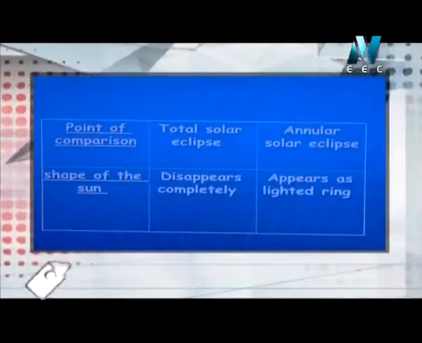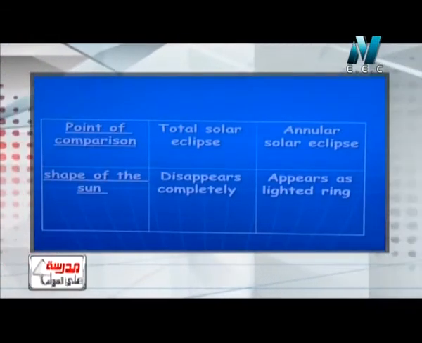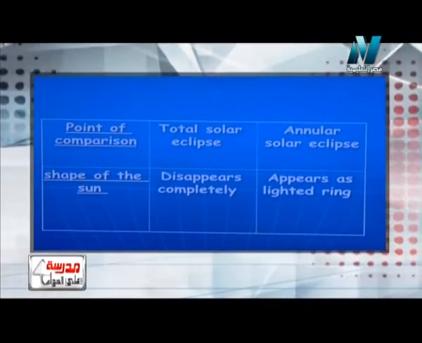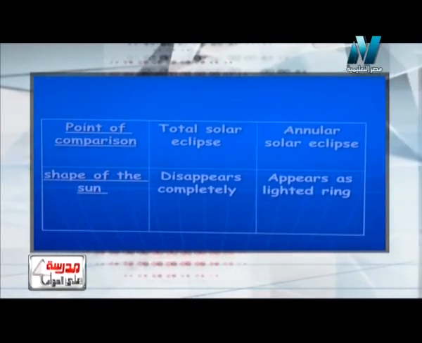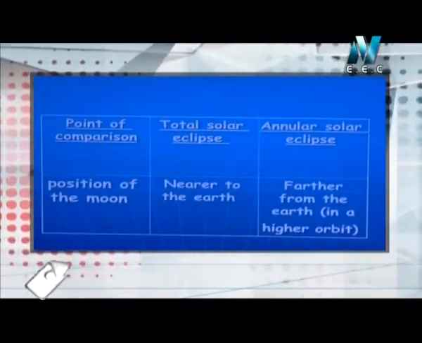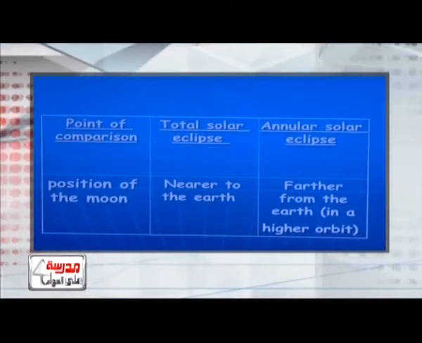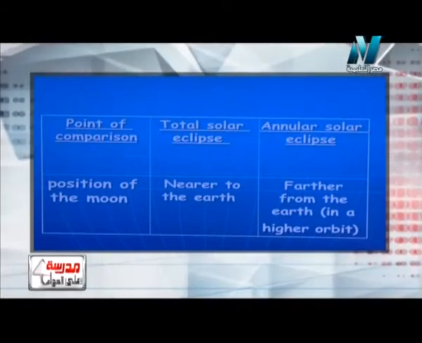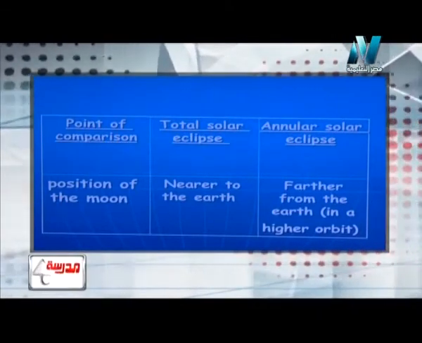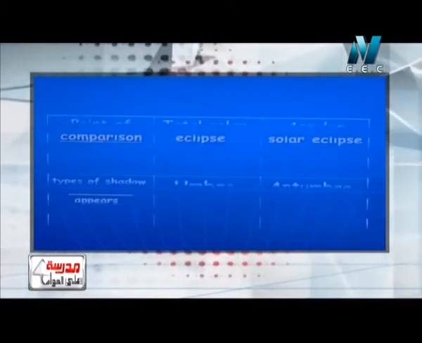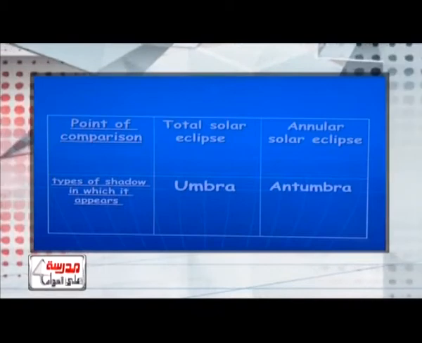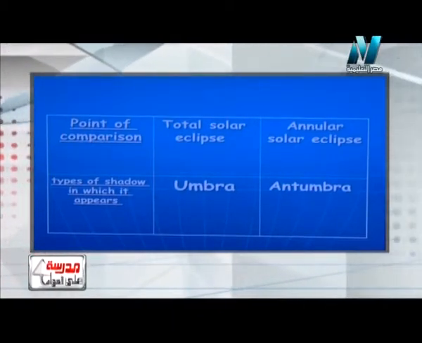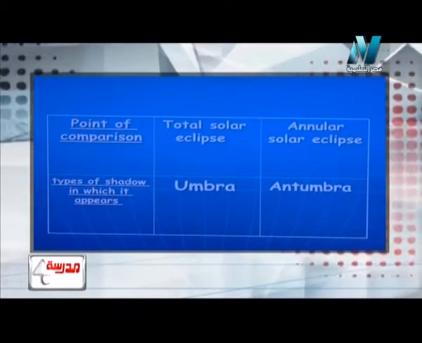Look here. I have a comparison between total and annular eclipse. In total eclipse, the shape of the sun disappears completely, and in annular, the sun appears as a lightning ring. What about the position of the moon? In total eclipse, it is nearer to the earth, but in annular, it is farther from the earth in a higher orbit. In total eclipse, the shadow area is called umbra, as Mariam said before, and in annular eclipse, it's called the antumbra, or the negative shadow.